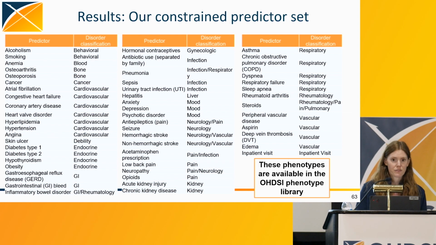But effectively, there's 3 takeaways from our 67 predictors that we found, or candidate predictors. One thing I want to highlight is that they're available in the phenotype library, so you can actually get them from an R package now that Galpham is maintaining.